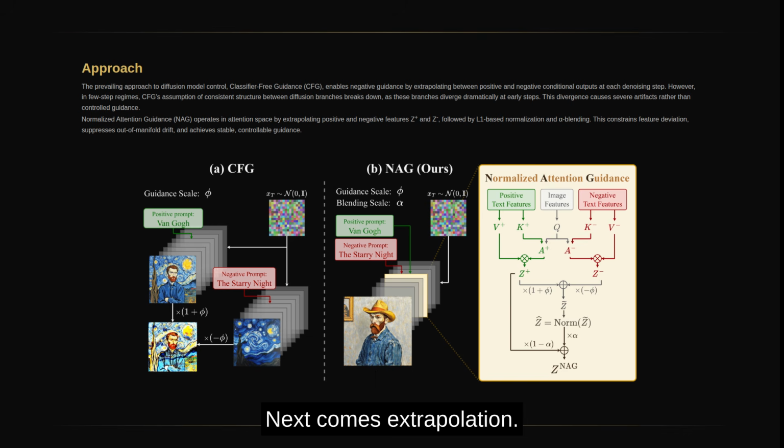Next comes extrapolation. NAG calculates the difference between Z- and Z+, essentially finding the path away from what you don't want toward what you do want. It's like GPS navigation in attention space.